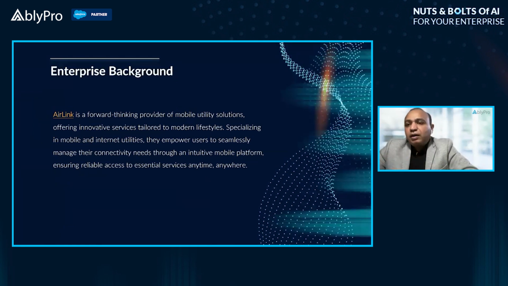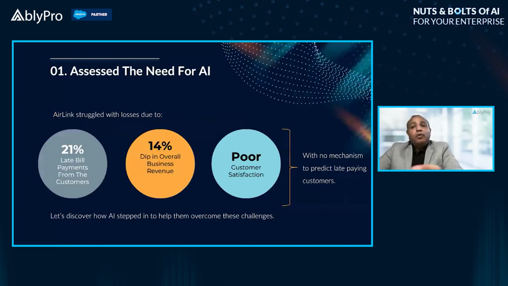And it is facing some problems. It is a big enterprise. It has a lot of customers who use their services. So Airlink was struggling with losses because a lot of its customers were not paying on time. For any services company, that is a major challenge because you have subscribed users who have subscribed to your services or to your products. And if they are not paying on time, that means you have loss of revenue. You've got poor customer satisfaction, and then there are all kinds of losses that you face.